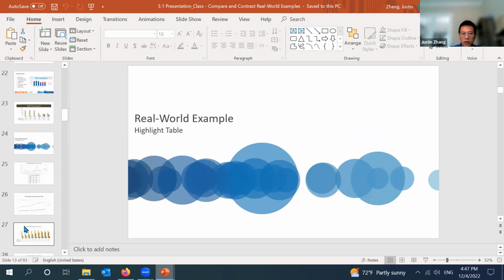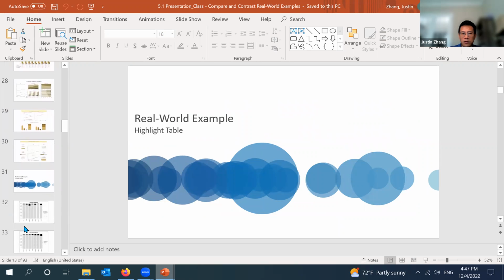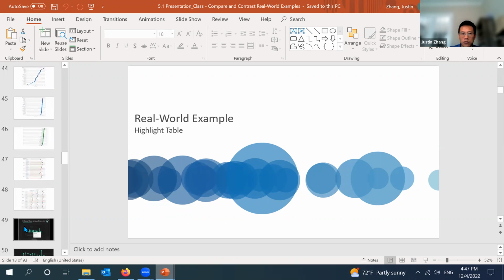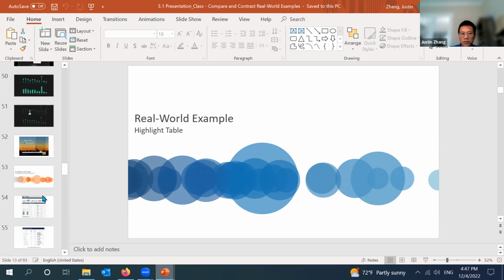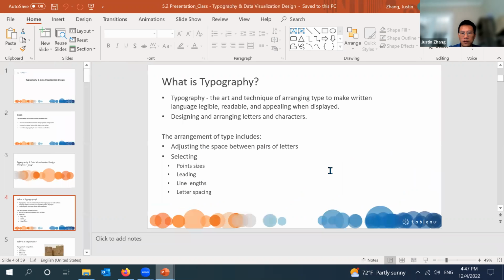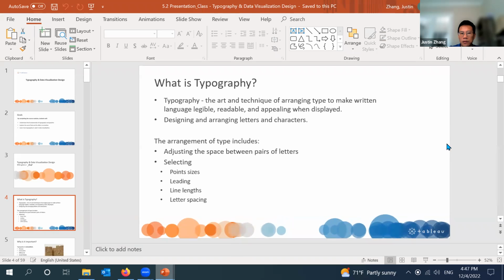So these examples actually give you some ideas of how to avoid some common issues and to improve your design in real-world practices. So I'm not going to go through all these examples in detail, so I'll leave it for you to look at. So what I want to talk about is typography and how to use typography in data visualization. So I'm going to go through this set of slides with you, and that will be the focus for this lecture.